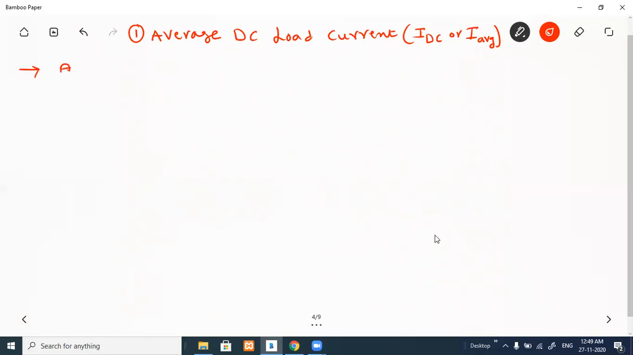The first one is average DC load current, that is IDC or I average. The average or DC value of an alternating current waveform can be obtained by using integration.